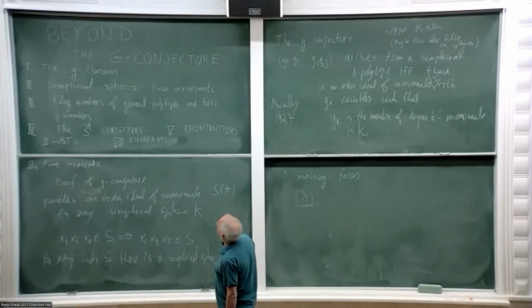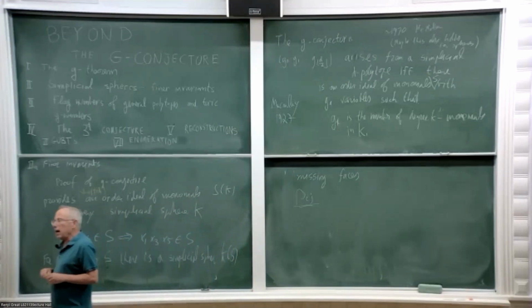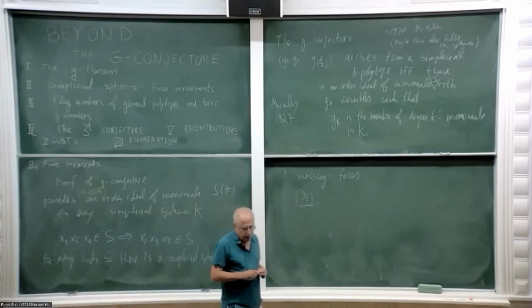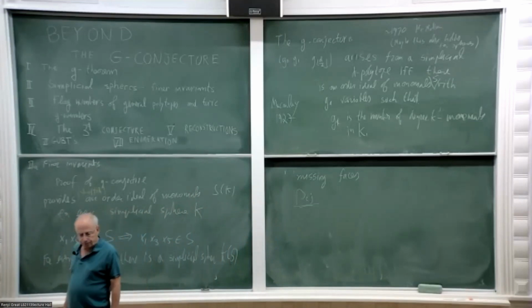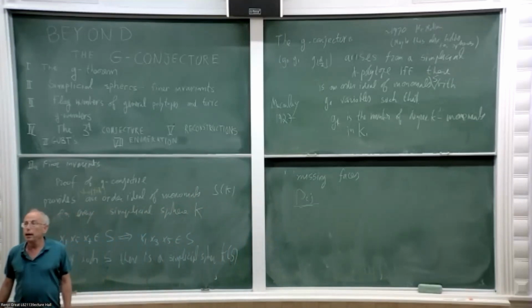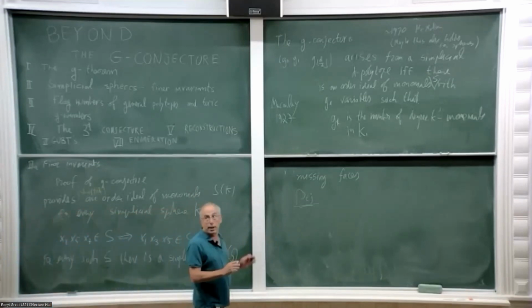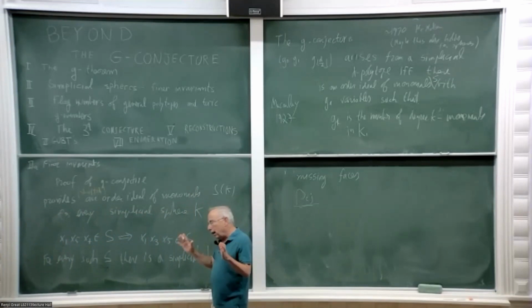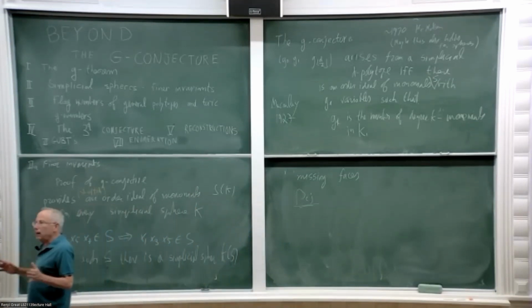And this is flag numbers of general polytopes and toric g-numbers. So let me tell you in general, there are very nice conjectures which extend the g-conjecture, or are analogous to the g-conjecture, for other classes of simplicial polytopes and spheres.